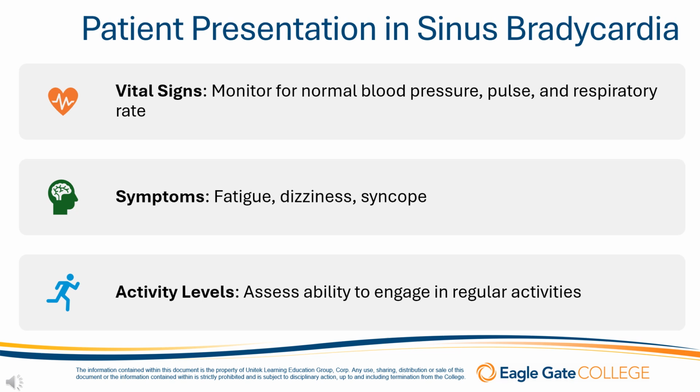Patients with sinus bradycardia may present with normal, low, or fluctuating blood pressure. It's important to monitor blood pressure regularly as significant drops can indicate decreased cardiac output and perfusion. A key characteristic of sinus bradycardia is its pulse rate of less than 60 beats per minute. It's essential to measure the pulse accurately, both manually and through ECG monitoring, to confirm bradycardia.